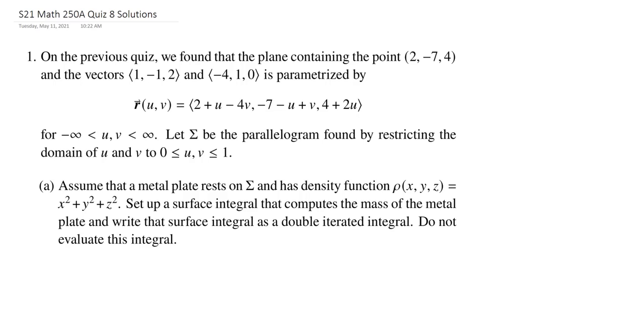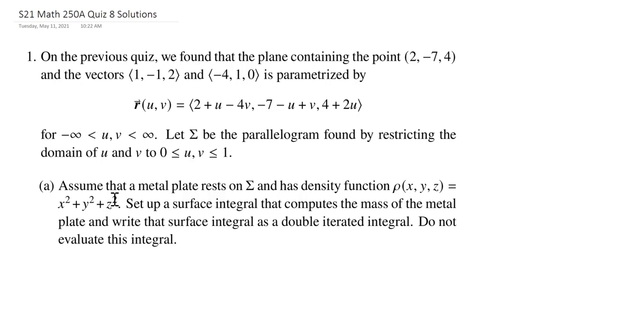This is from my Math 250A class, that's Calculus 3 in the spring 2021 semester. In this problem we're introduced to a surface sigma, which is a parallelogram. So we parameterize the parallelogram with this vector function r of u v, and we restrict the domain of u and v to the interval 0 to 1.